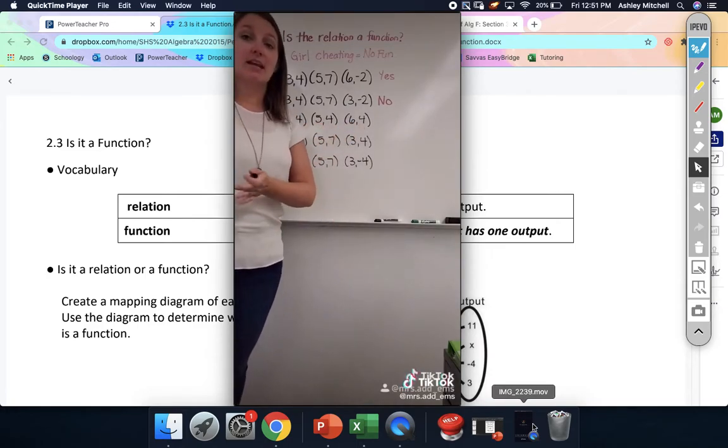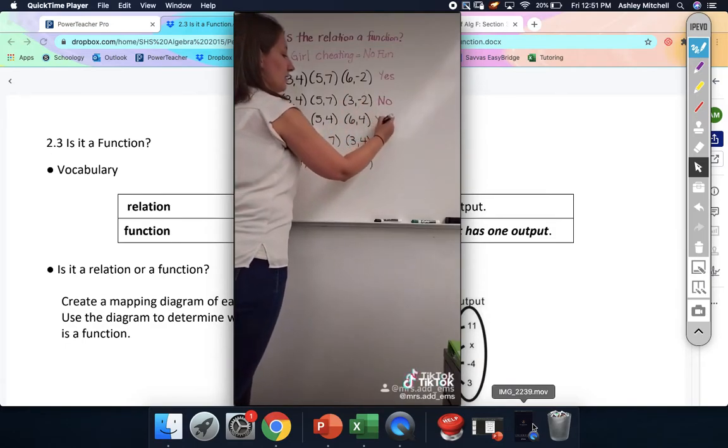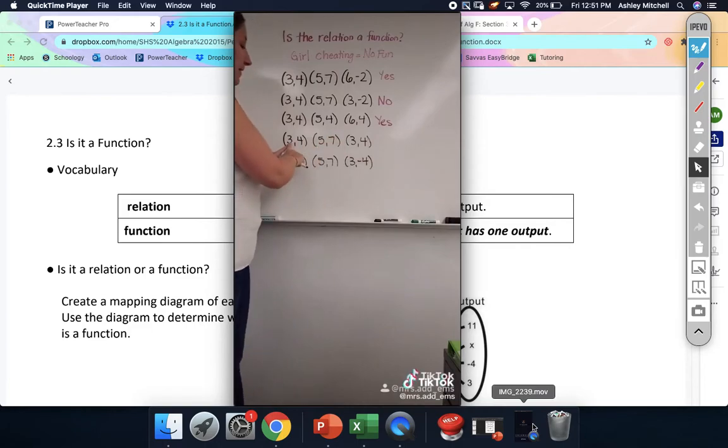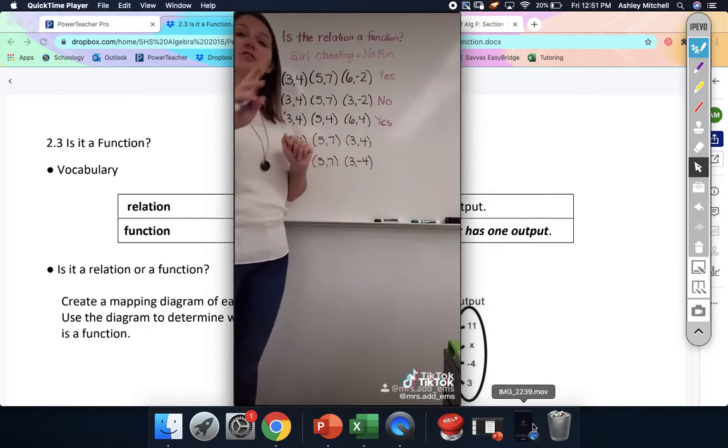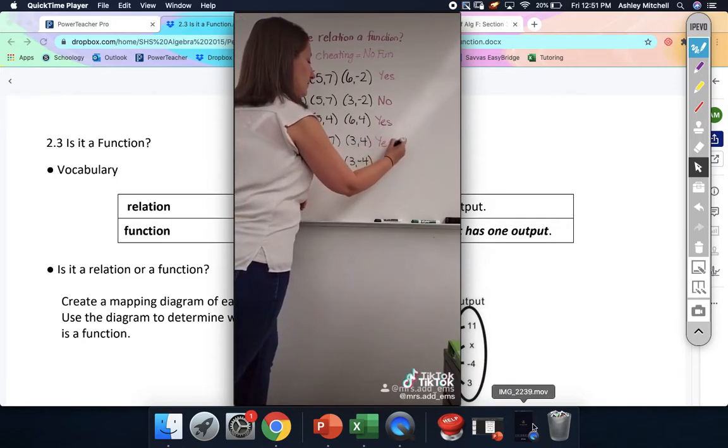The boys are allowed to date whoever they want. Not in real life. But this is still a function. And this one, this 3 is dating 4, and then 3 is dating 4 again. She's not cheating on her boyfriend. She's just high maintenance. So that is still a function.